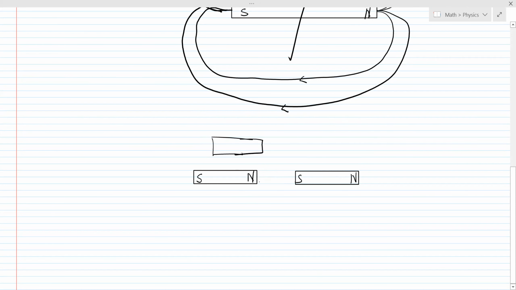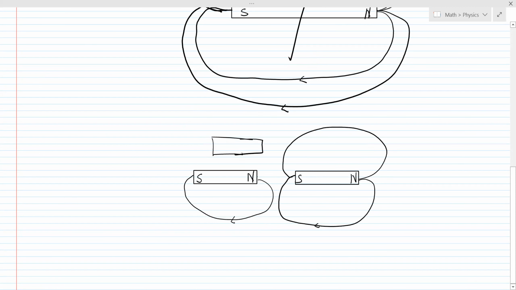Let's remember the field lines. Sorry for my drawing. Now you notice these are unlike poles, north and south, so there should be some sort of attraction. So we have something like this, going from the north to the south. Remember, magnetic field lines always go from north to south. Then you can keep on drawing.